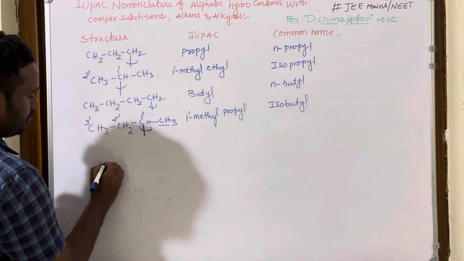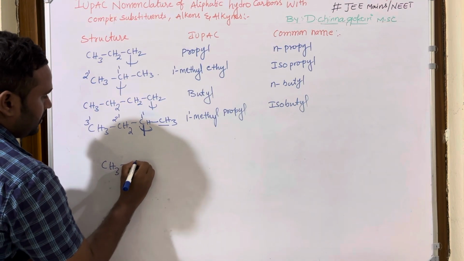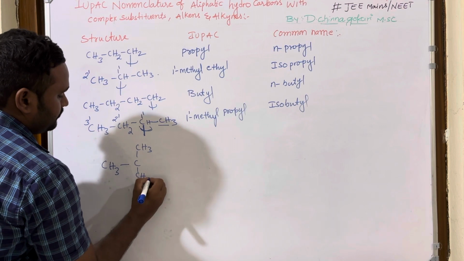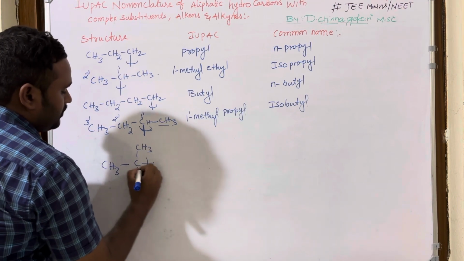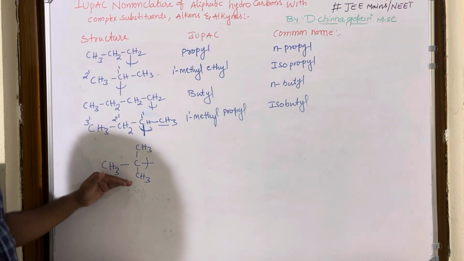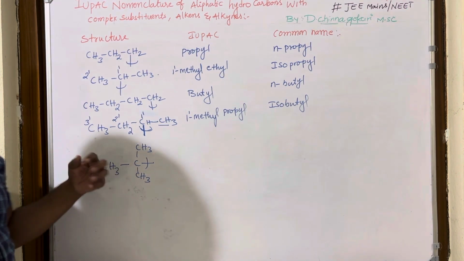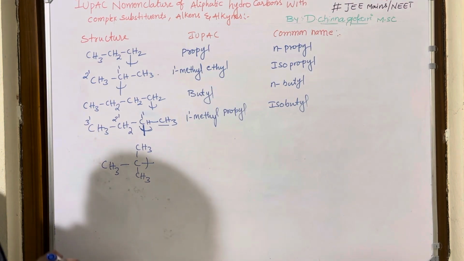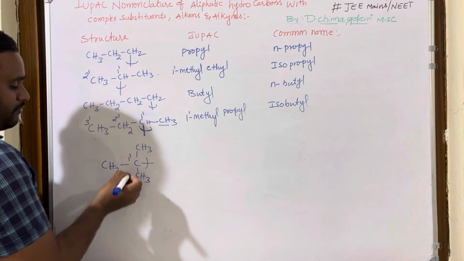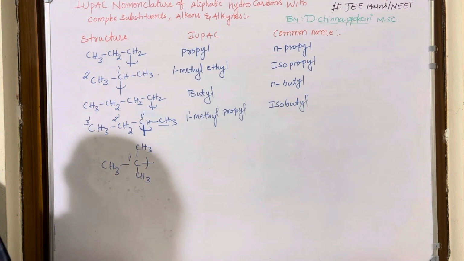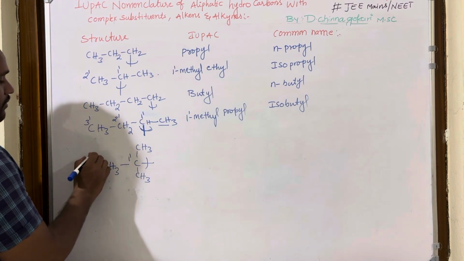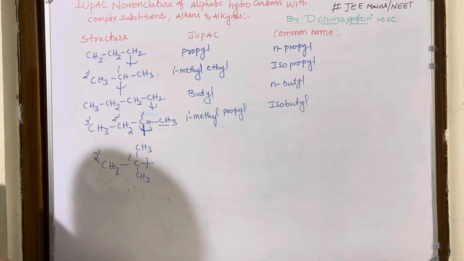Next to CH3, C, CH3, CH3. Now this carbon is connected. So now this is one another possible structure here. So now what is the IUPAC name of this compound? As usual we write 1 prime. Why? Because it is connected to the longest carbon chain. Now here 2 prime, here also 2 prime, and here also 2 prime. So anywhere we can write 2 prime.